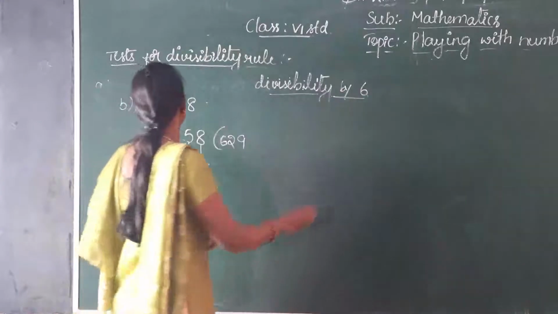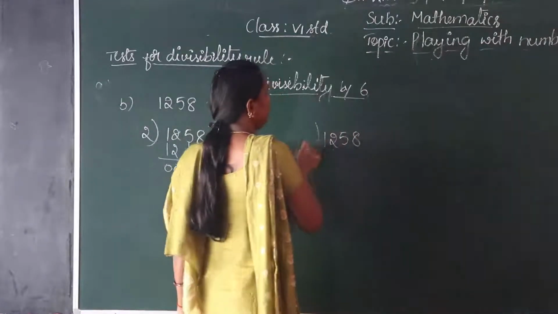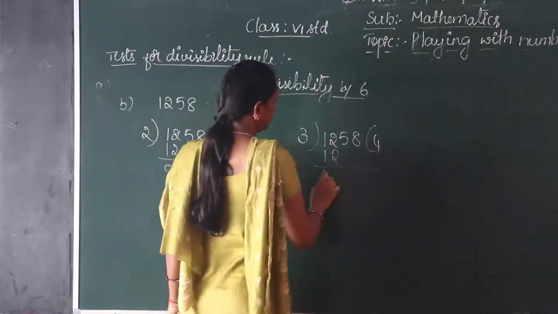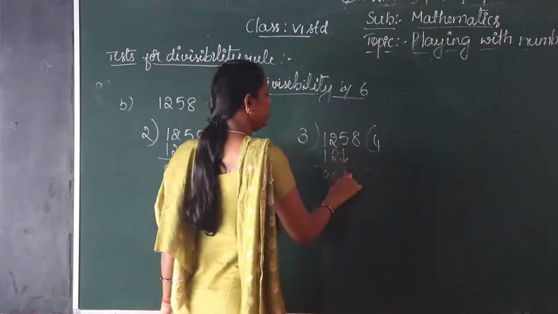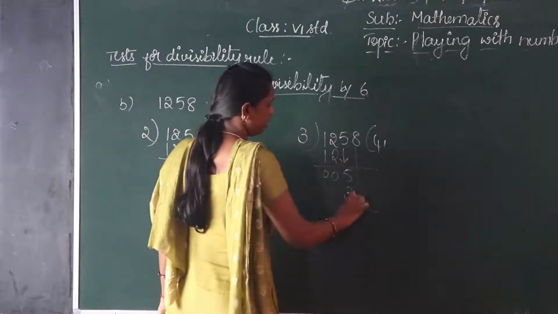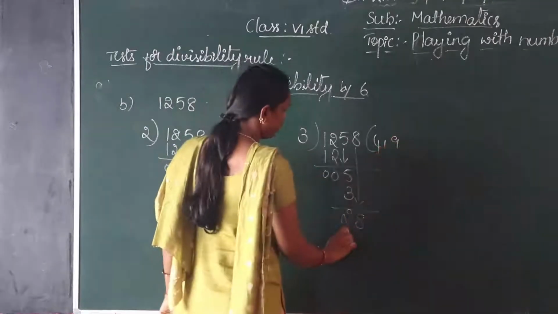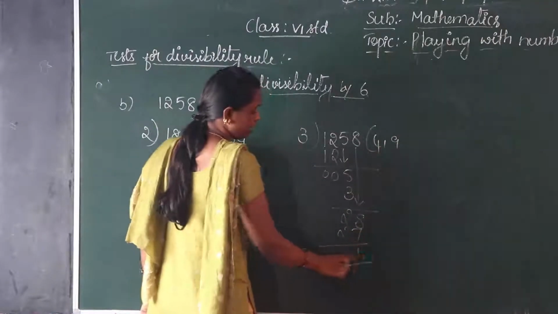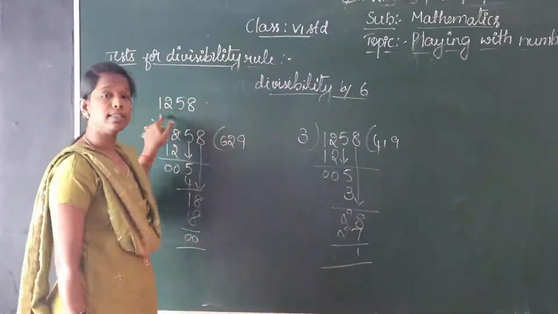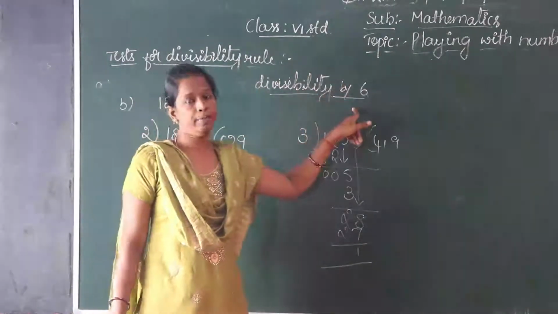And then divide by 3. This number is divided by 3. 3 4s are 12. Remainder 0. Take 5 down. 3 1s are 3. Remainder 2. Take 8 down. 2 9s are 27. Here we get 1 as a remainder. So this number, that is 1258, is not divisible by 6.